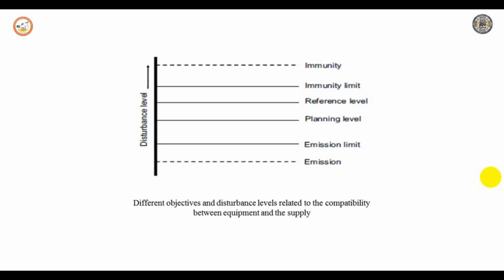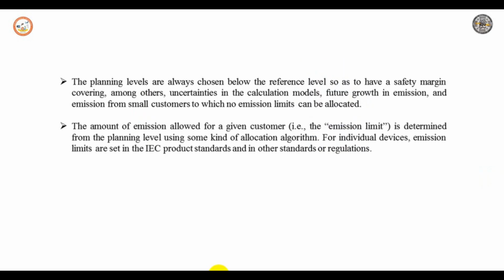During the design of the network and when assessing the connection of new customers, the aim is to keep the disturbance level below the planning level. There are indicative values for this, for example in IEC technical reports, but in the end it is up to each network operator to set appropriate planning levels. The planning levels are always chosen below the reference level, so as to have a safety margin covering, among other uncertainties, those in the calculation models.